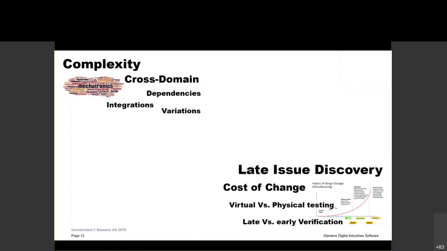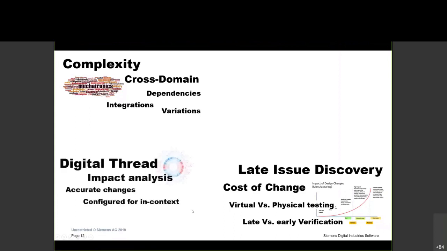Another thing we heard is this famous late issue discovery, and everybody knows, the more you wait fixing issues, the more it's going to cost you. That's the cost of change, and this is also about shifting left, meaning perform virtual verification as early as possible in the process, versus physical testing only. I'm not replacing physical testing, you always need that, but eventually try to test much earlier in the process using virtual simulation. Okay. The other thing, digital thread, why it's important: get data together to establish traceability.